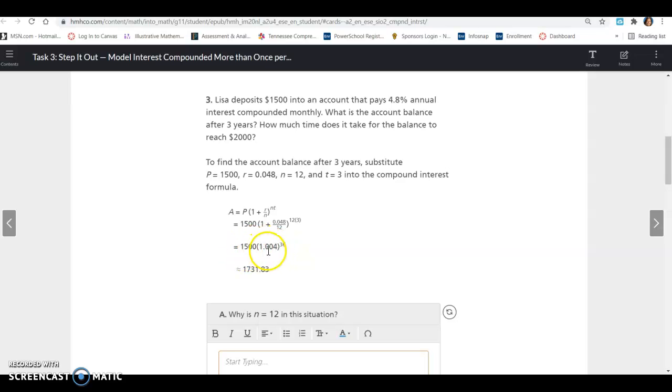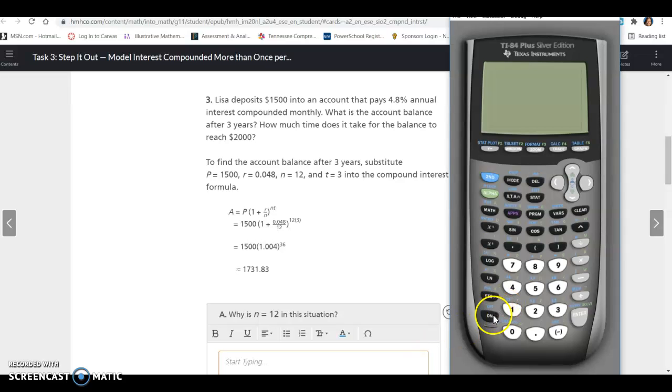And then when you plug this into your calculator, if you do all of this at one time, it should give you the answer, but if you do it step by step, it would be exponential: do the power first and then multiply. But I think if you plug all of that in, it should give you the answer. So $1,731.83. Actually, now I'm curious. I want to plug that in and see.